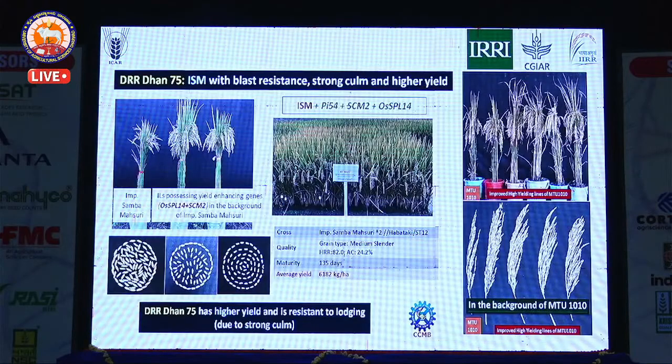And finally, this is a flagship product in which we have taken multiple traits. It has got bacterial blight resistance controlled by genes 21, 13, and 5, blast resistance controlled by PA54, and it also has yield enhancing genes, SCM2 and OSSPL14. It is a collaborative work wherein we got the donor lines from IRRI and ICRISAT. So this variety is doing really well.